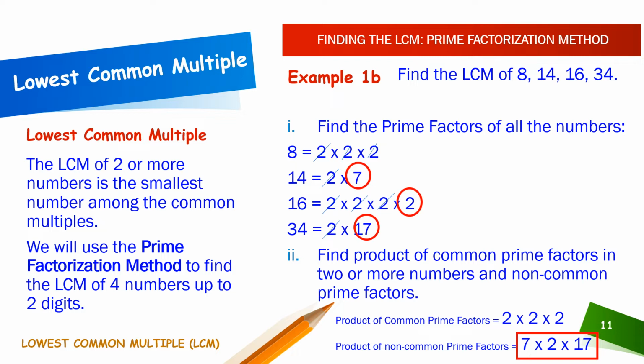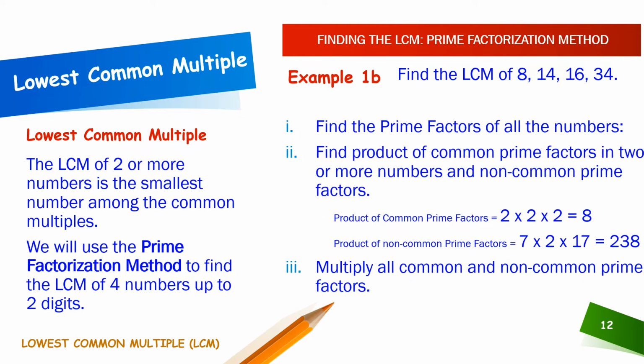Now the 7, the 2 and the 17 are on their own. Therefore, the product of non-common prime factors is 7 times 2 times 17. Now multiply all common and non-common prime factors. And therefore, LCM equals 8 times 238, which equals 1904.